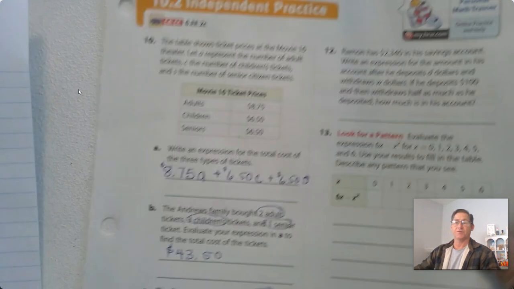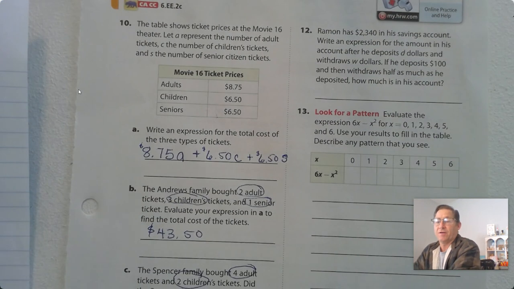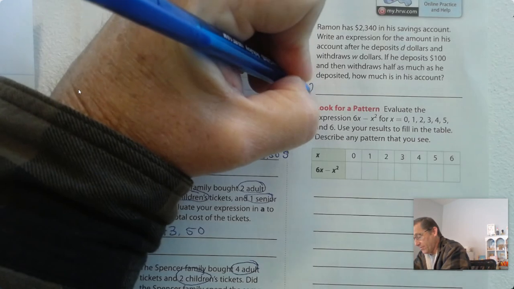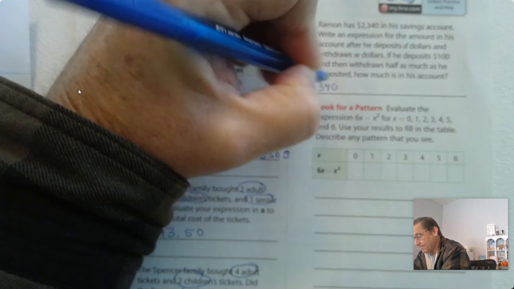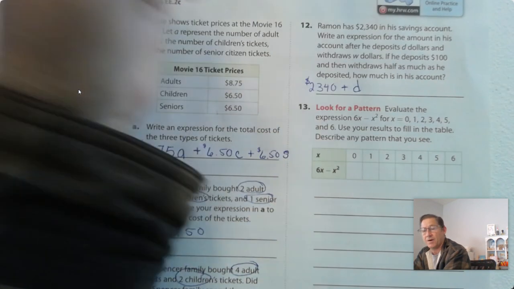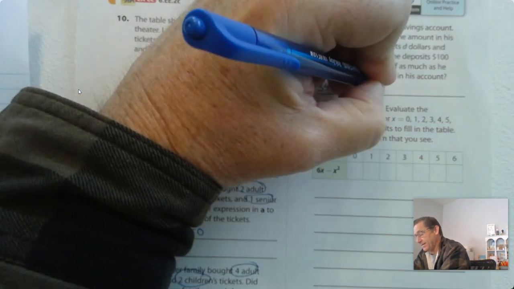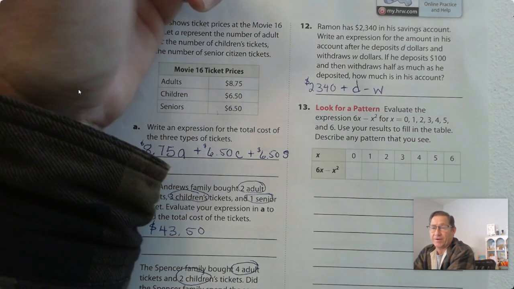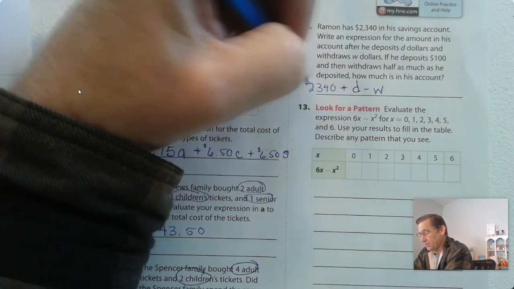Ramon has $2,340 in his savings account. Write an expression for the amount in his account after he deposits D dollars and withdraws W dollars. If he deposits $100 and then withdraws half as much as he deposited, how much is in his account? So he has $2,340 plus whatever he deposits minus any withdrawals. Okay, withdrawals mean you're taking it out, so you don't have it in your account anymore. Deposits, you're putting it in. All right, so that's our general expression.